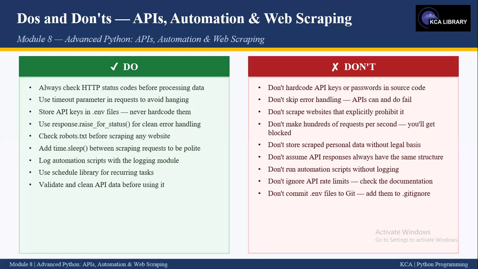Scraping websites that explicitly prohibit it. Sending hundreds of requests per second, which will result in your IP being blocked. Storing scraped personal data without a legal basis. Assuming API responses always have the same structure. Running automation scripts without logging. Ignoring API rate limits. Committing .env files to Git version control.